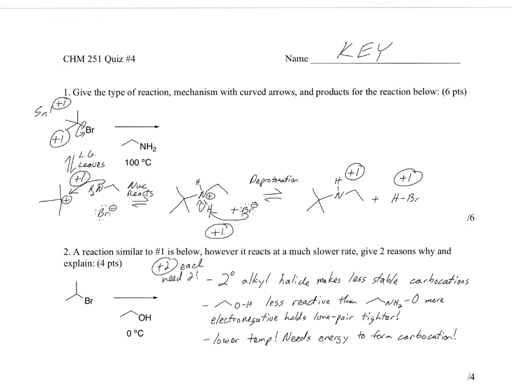Quiz 4 for Unit 2. Give the type of reaction, mechanism with curved arrows, and products for the reaction below. So first, you want to look at the type of alkyl halide. So what type of alkyl halide do we have here? We have a tertiary alkyl halide.